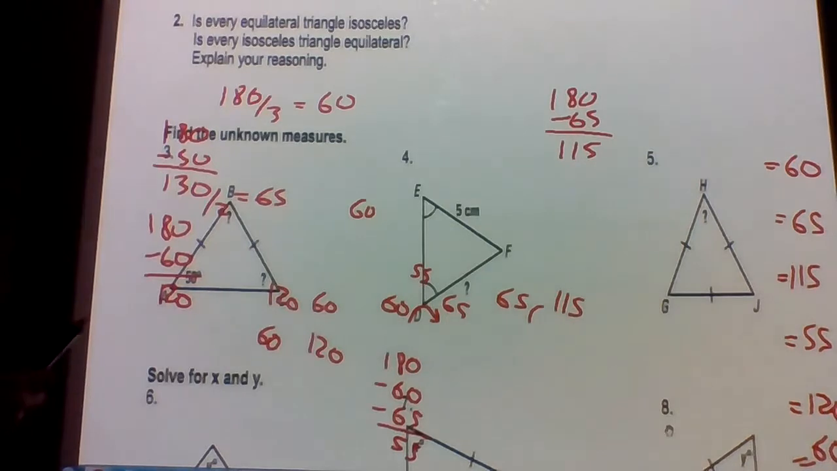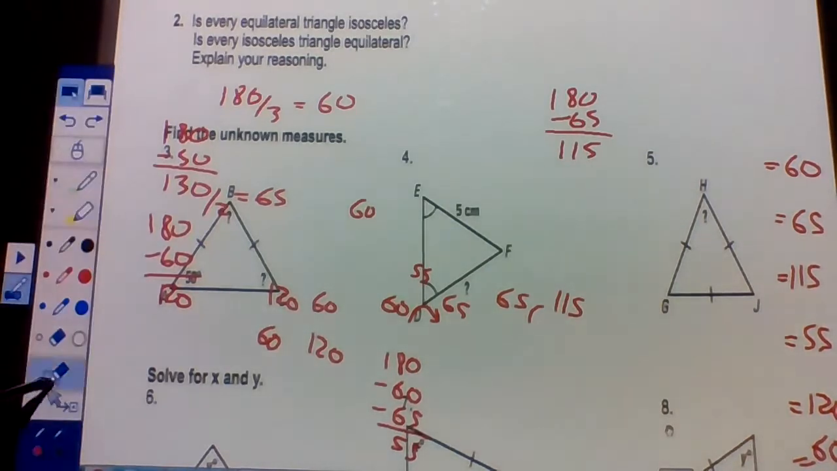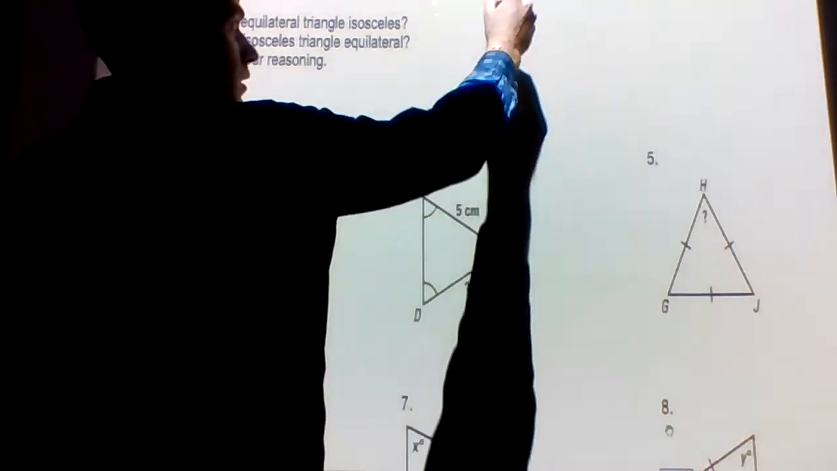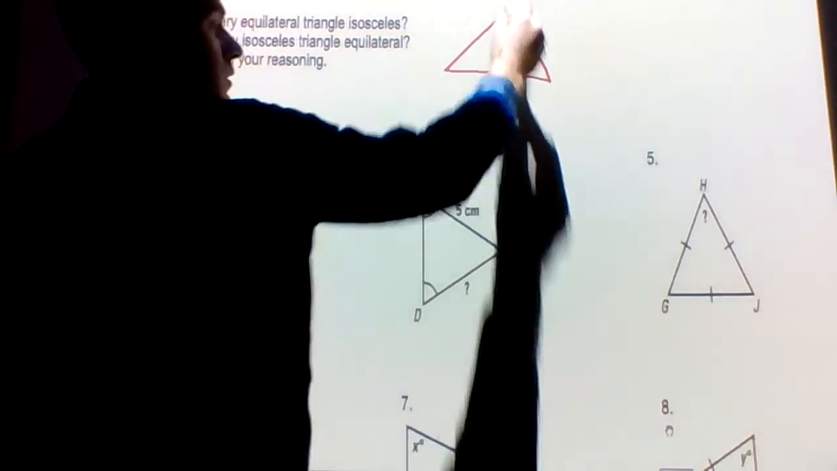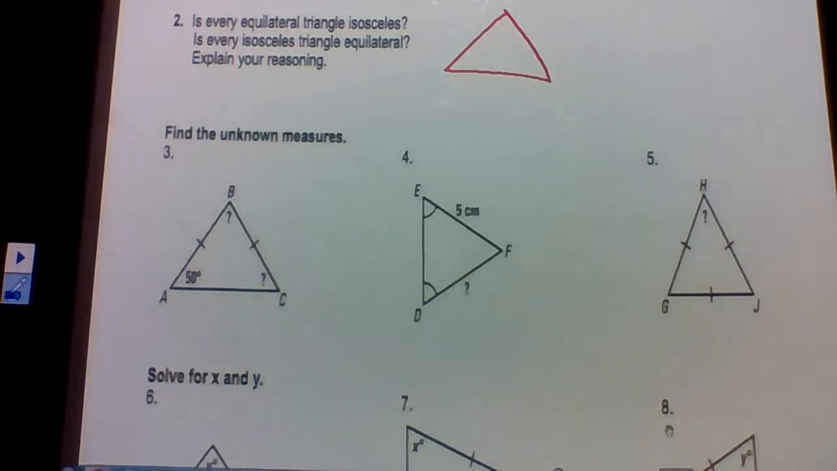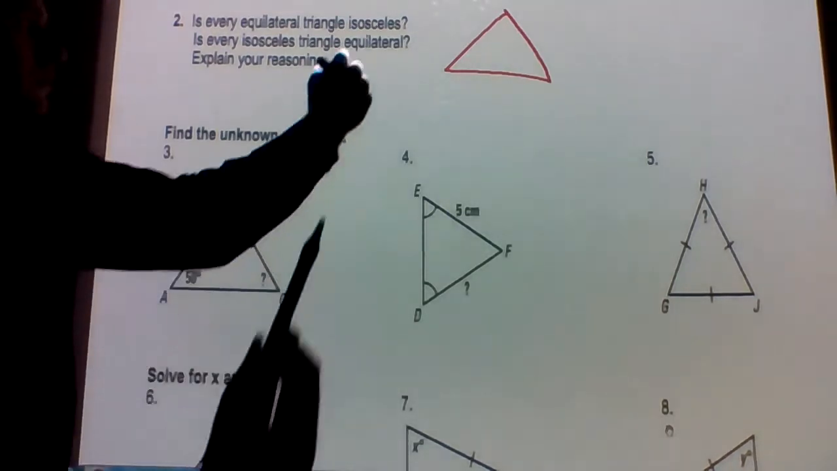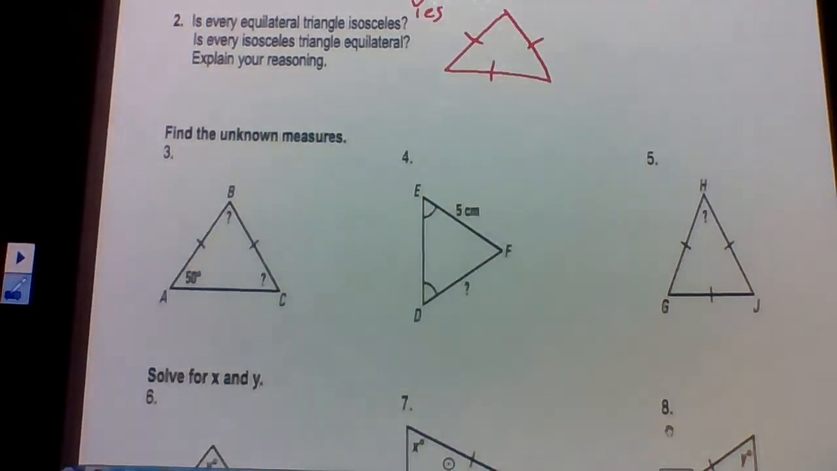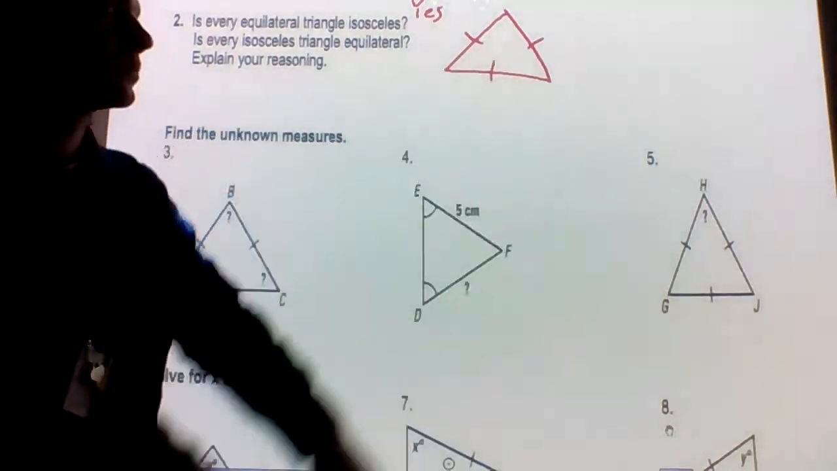Number 2 is, is every equilateral triangle isosceles? That's going to be a yes. Depending on your definition, I guess. If you say an isosceles triangle is a triangle that has two and only two sides that are congruent, then it would be never. But assuming an isosceles triangle is just a triangle that has two sides congruent, then yes, every equilateral triangle has two sides that are congruent. So that's going to be a yes.